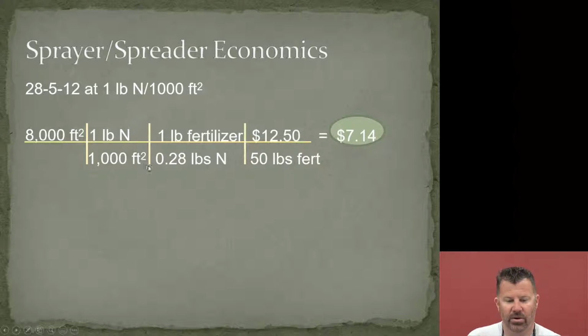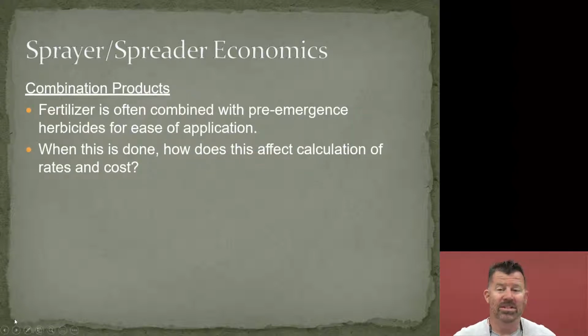Cross out the square footage, cross out your nitrogen, cross out the pounds, and to multiply this all out, it's going to cost $7.14 to apply this product to the 8,000 square foot lawn. So good math, guys. You're seeing what this stuff is going to cost you now.